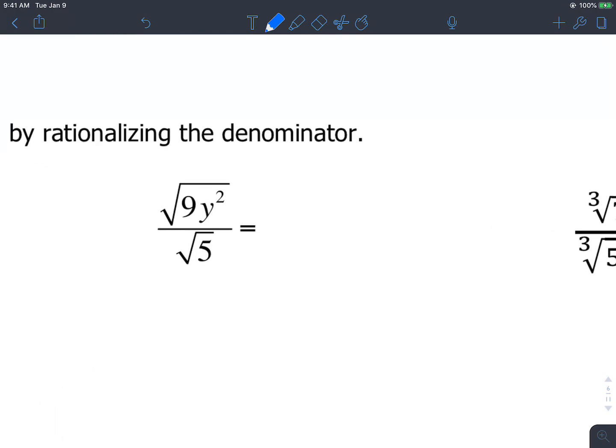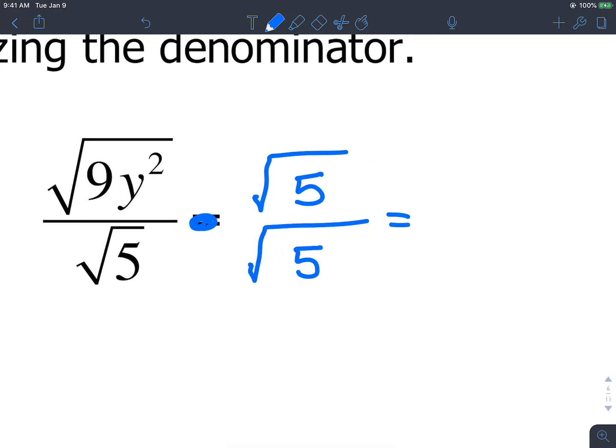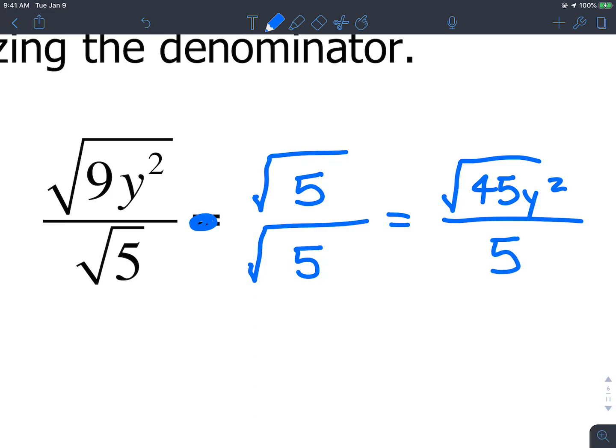So we'll jump to this next one here. With this one, let's multiply the top and bottom by the radical in the bottom. That makes it a perfect square. So we're going to multiply the top and bottom by the square root of 5. Okay, and then when we do that, that's going to get us the square root of 45. And I guess we still have y squared. And then that's all over the square root of 5 times the square root of 5, which is the square root of 25, which simplifies to a regular 5.